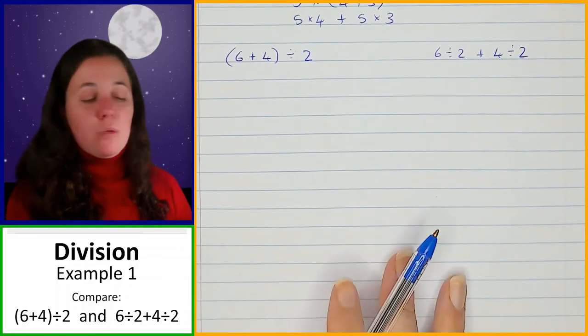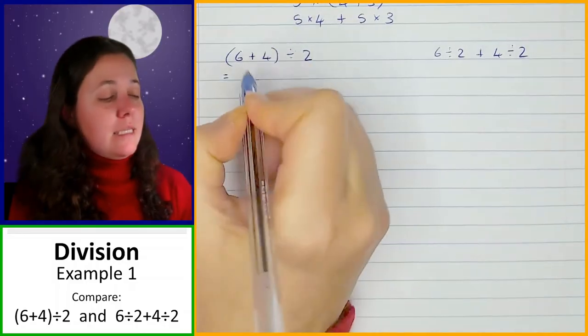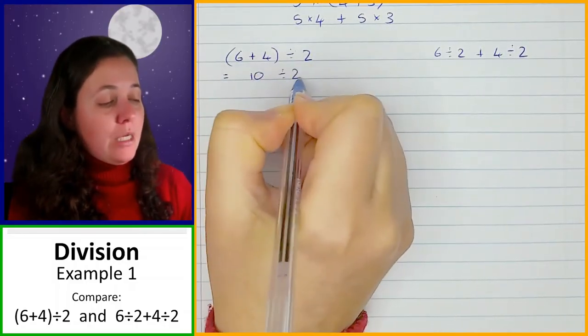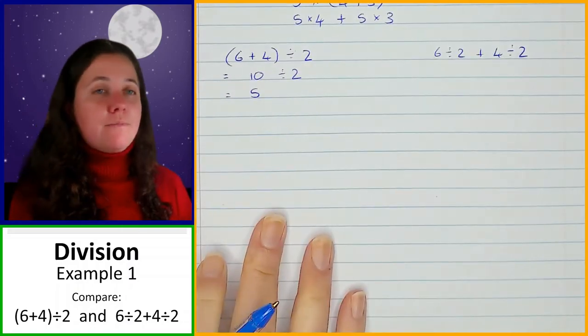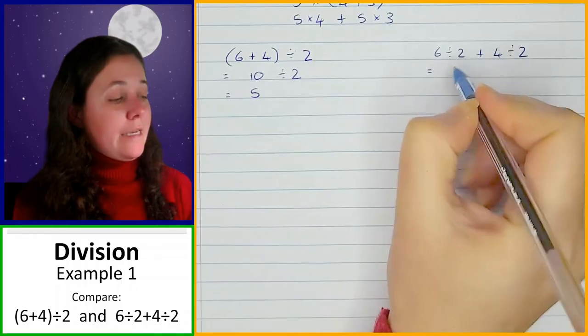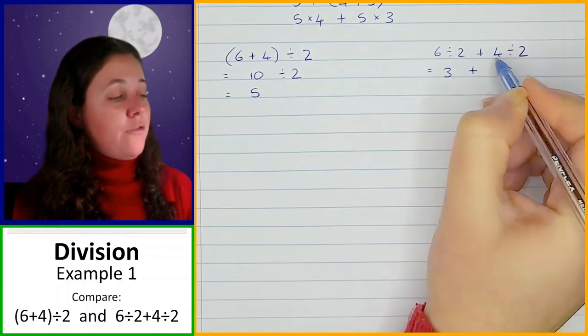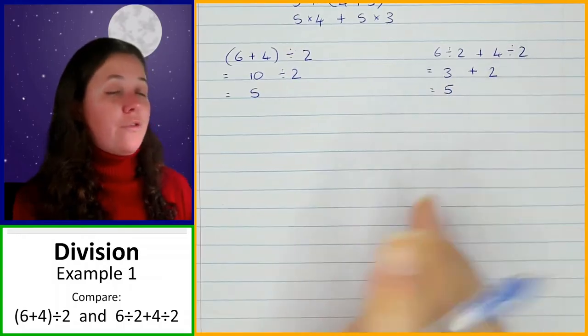Okay, so let's have a look at what we get if we were to just work this out. So 6 plus 4 is 10. We divide that by 2 and we get 5. Okay, then over here, if I have 6 divided by 2, I get 3 plus 4 divided by 2, and I get 2, which is also equal to 5.